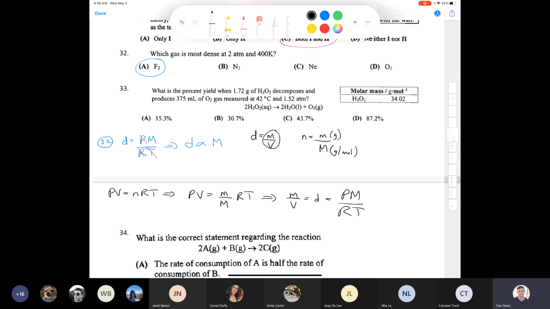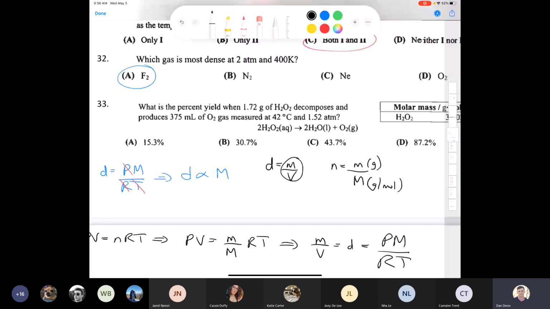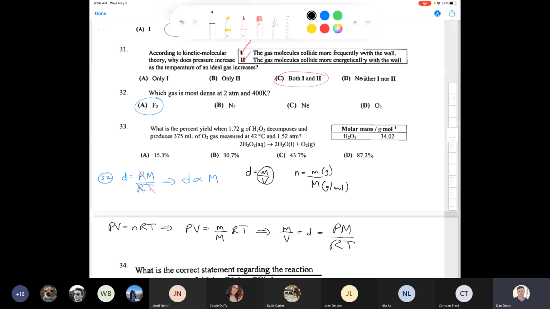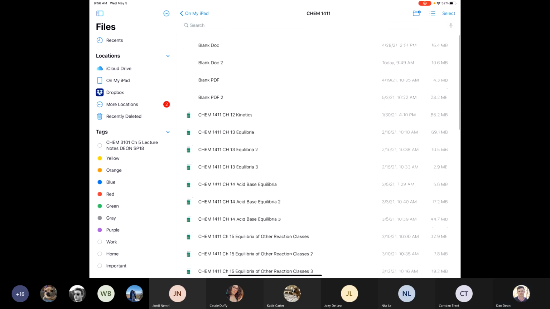All right, question 33. I think I'm going to need a blank page, a Taylor Swift blank space, to solve this problem. It says, what's the percent yield when you have 1.72 grams of hydrogen peroxide? It decomposes to give you 375 milliliters of oxygen at 42 degrees Celsius in 1.52 atmospheres. And they've given us a beautiful, gorgeous balanced equation. And they've given us the molar mass of hydrogen peroxide. Well, oxygen is a gas, and we've been given the volume, the temperature, and the pressure, so we can figure out the number of moles, can't we? Right? Yeah, absolutely we can. All right, so let's take a look at this one. And again, I'm going to need some room here. Give me some room.